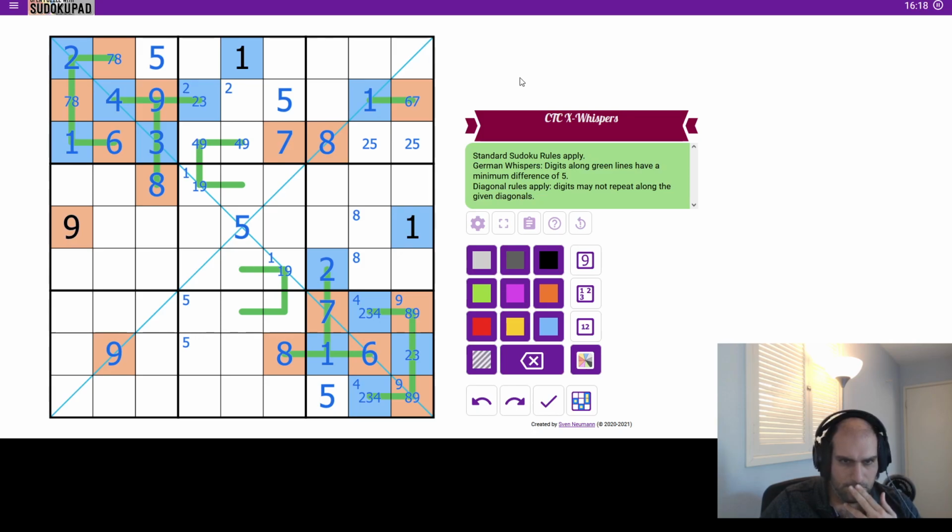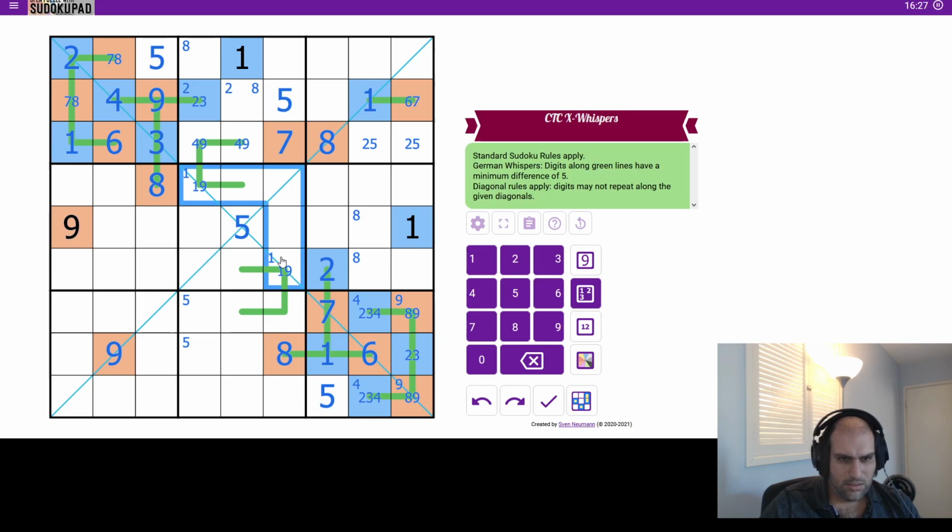Okay. 8's got to go here. 8 in this box. Can't go there. So I have these two spots. Oh, well, yeah, what's that? A 1, 9 pair, that's an 8. That's an 8. 9.